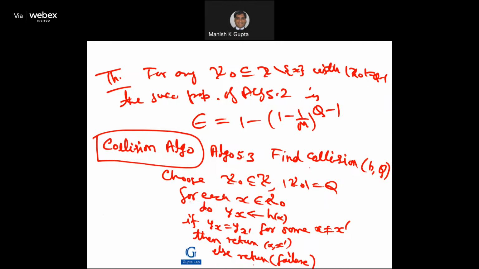So from today, I am going to start this collision algorithm. Algorithm 5.3, collision. h is given and q is given, how many queries you can make to the oracle, and h is the hash function. So now I need to find 2 points, right? So choose X naught to be a subset of X, and the number of queries is q in X naught. For each x in X naught, we assign h(x) to y_x. If y_x turns out to be y_x prime for two distinct points x and x prime, then return the pair x comma x prime, else return failure.